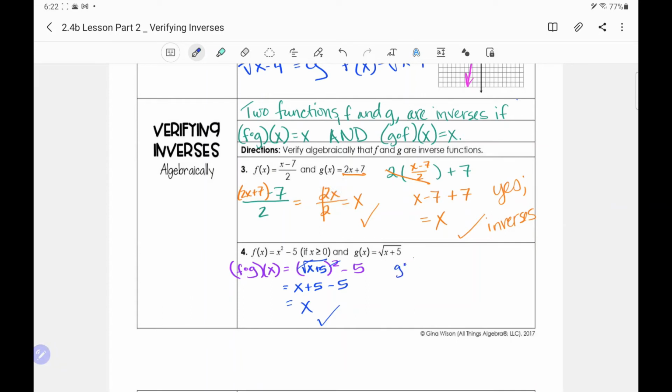Now let's try the other one. G of f of x, we get the square root of something plus 5. Well, this is where we come in with the x squared minus 5. So we're going to put x squared minus 5 in here. This is the f function, right? And so now what happens? We've got x squared minus 5 plus 5. Well, the minus 5 and the plus 5 cancels out, so we've got the square root of x squared. The square root and square undo each other, and we're left with just x. So the answer is yes, these are also inverses. Okay?